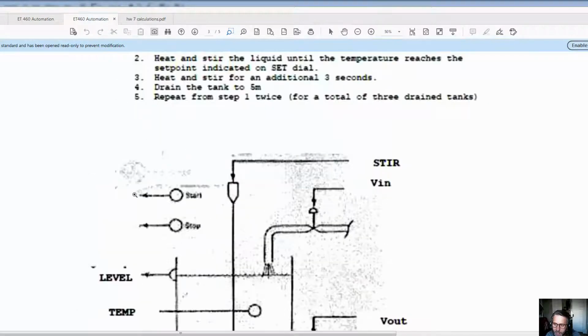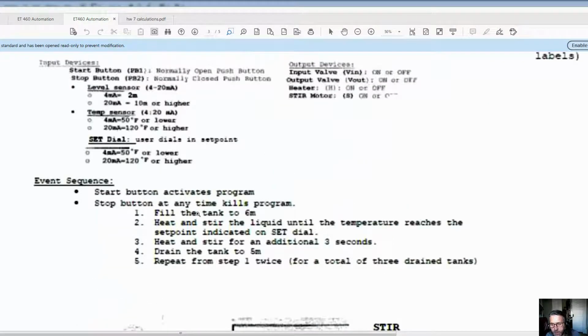And so we've got a tank, heat, stir. If you look at the description, you've got to fill the tank, heat and stir, and you're heating until you get to that set point that's indicated on the dial. Keep heating and stirring for an additional 3 seconds, so you know you're going to need a timer, and drain the tank to 5 meters. So I'm seeing 3 set points there, and repeat for a total. Repeat step 1 twice for a total of 3, so you know you're going to need a counter. So there's a lot of stuff you can put in right away before you even start.